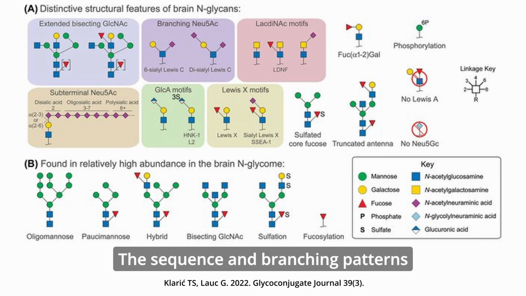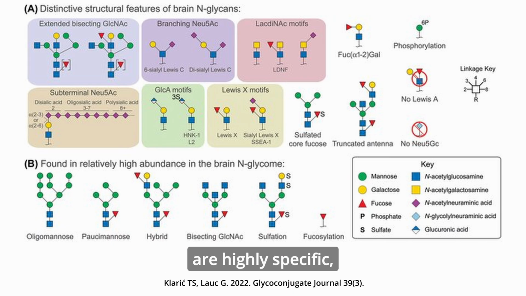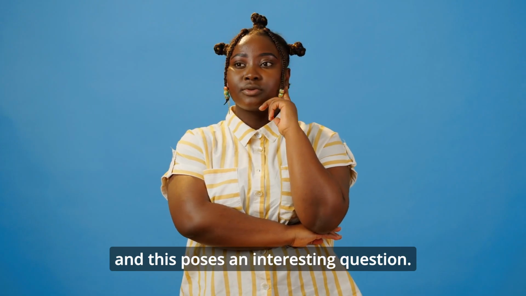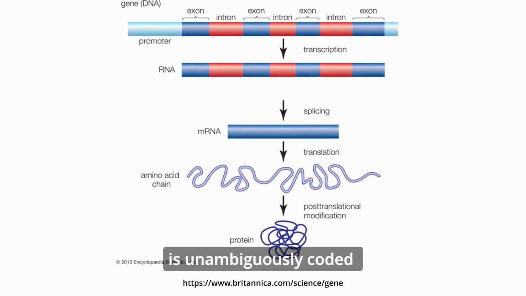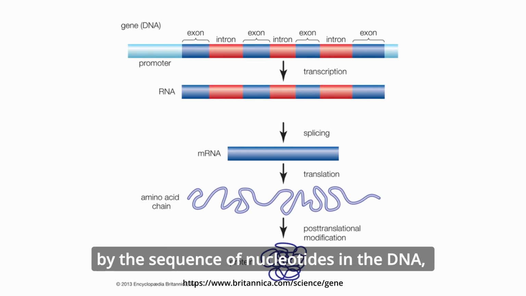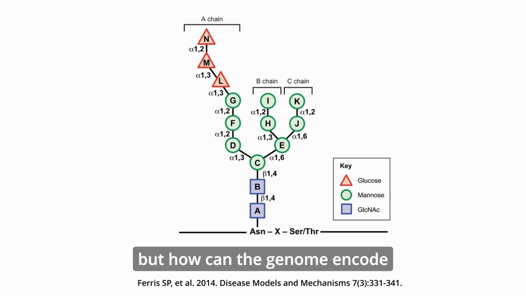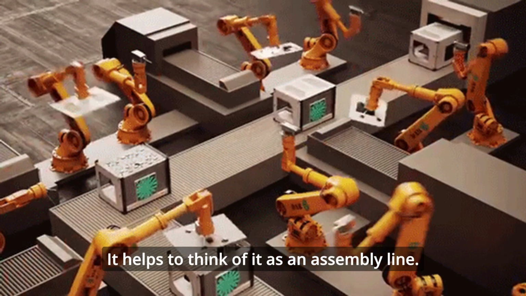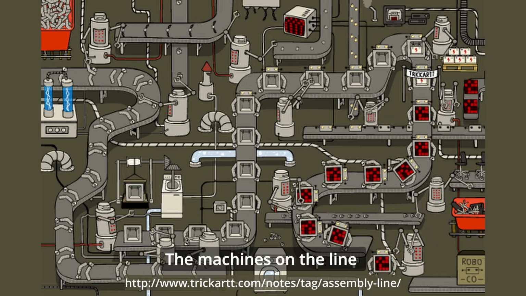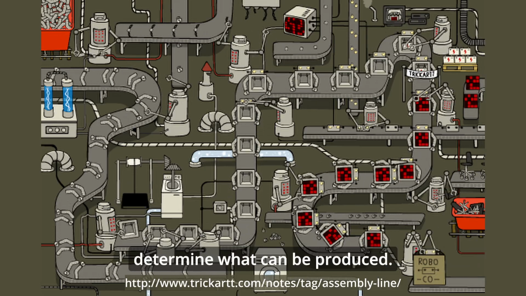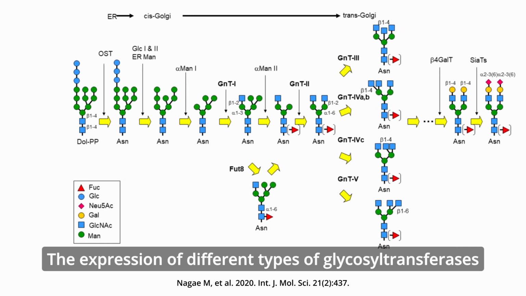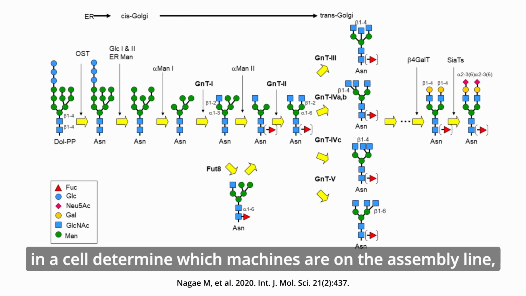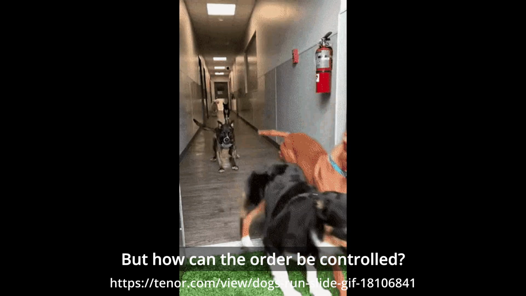The sequence and branching patterns of N-linked glycoproteins are highly specific. This poses an interesting question. We know that the amino acid sequence of a protein is unambiguously coded by the sequence of nucleotides in the DNA. But how can the genome encode the branch structure of a glycan? It helps to think of it as an assembly line. The machines on the line and the order they're arranged in determine what can be produced. The expression of different types of glucosyltransferases in a cell determines which machines are on the assembly line. But how can the order be controlled?